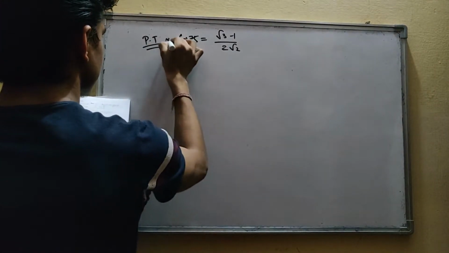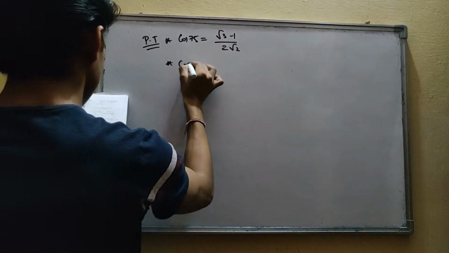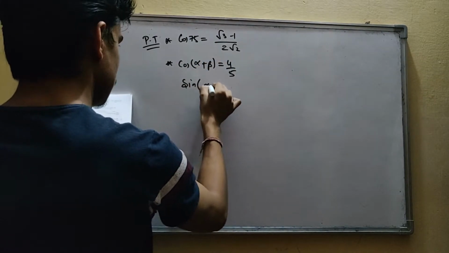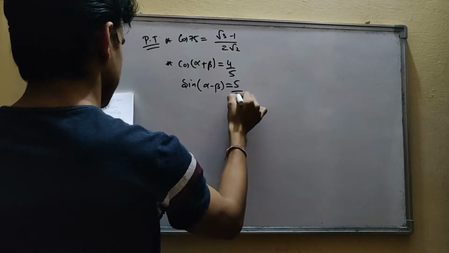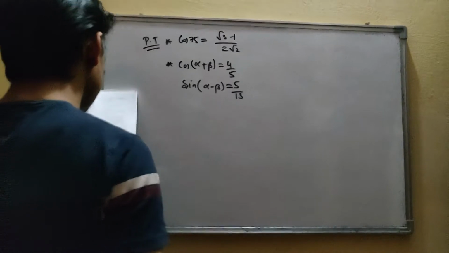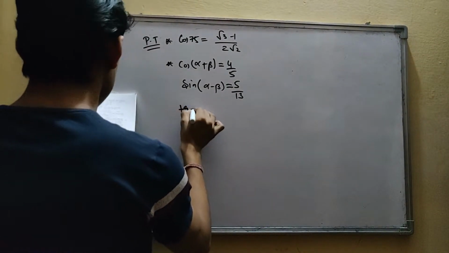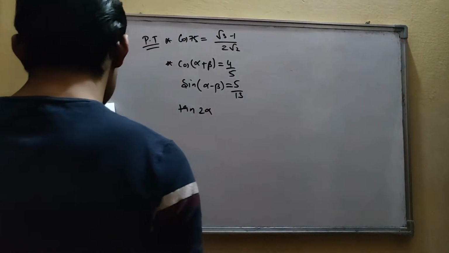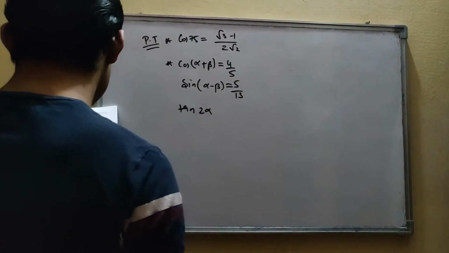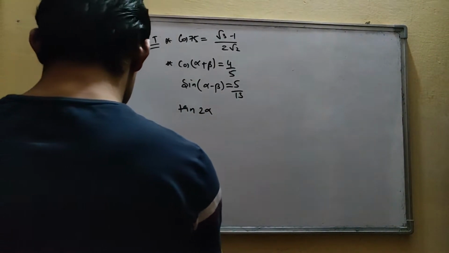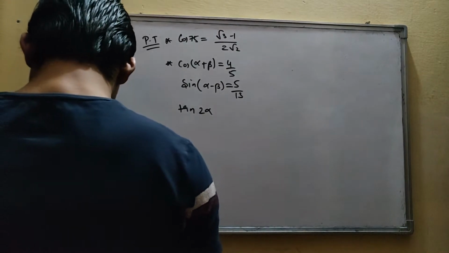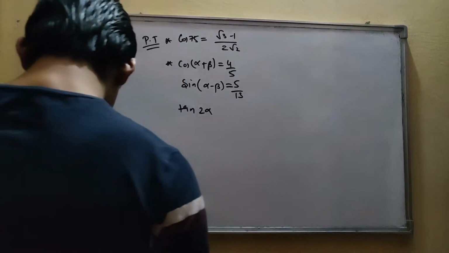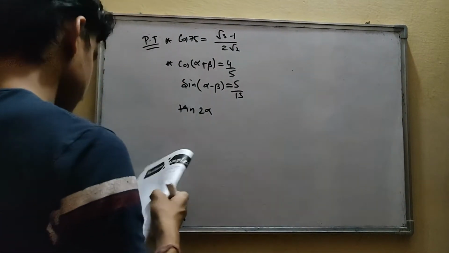Now the next question. So the next question is cos (alpha plus beta) is equal to 4 upon 5, and sin (alpha minus beta) is 5 upon 13, right? And both alpha and beta lie between 0 and 45. Then you have to find the value of tan 2 alpha. So this is what you have to do. Let's try to solve it. These are a little bit interesting questions.